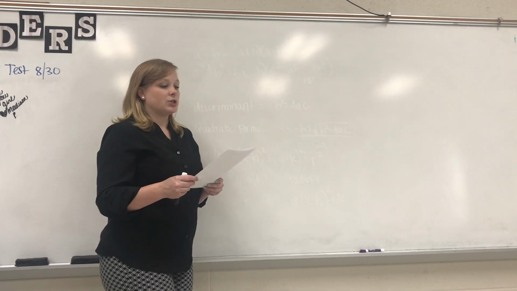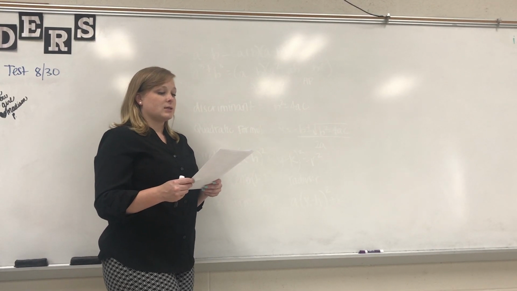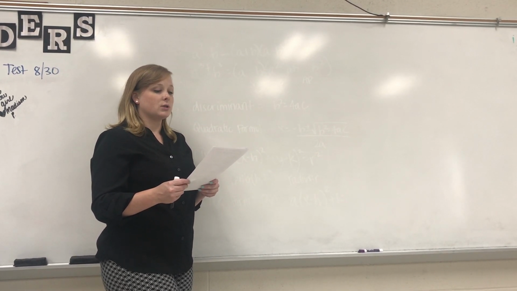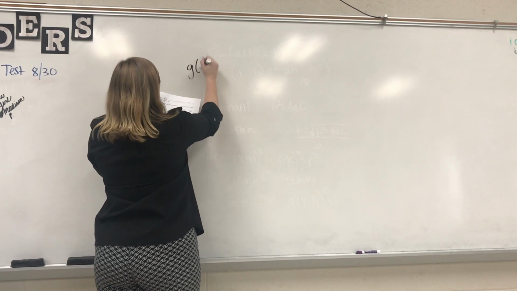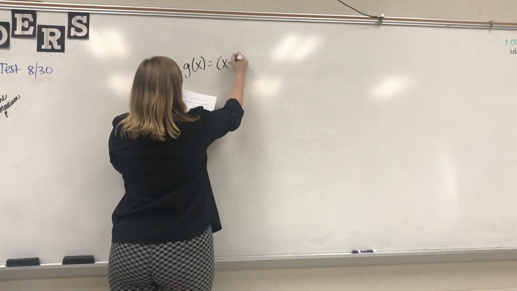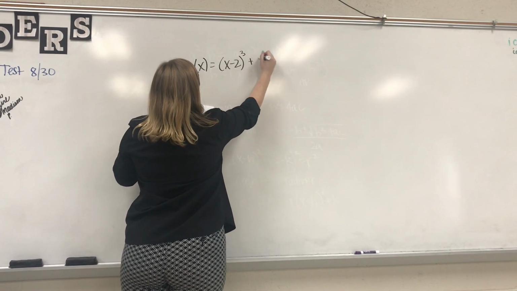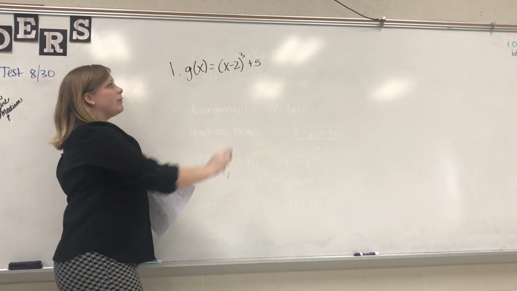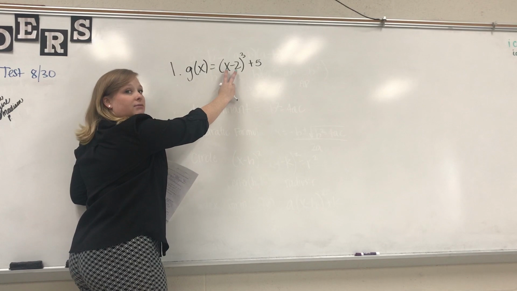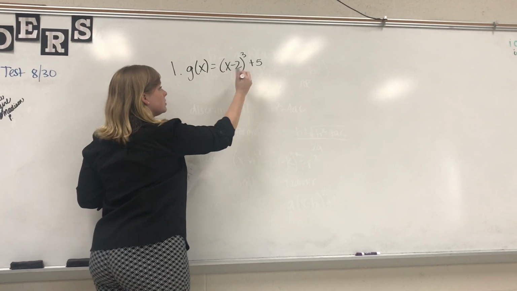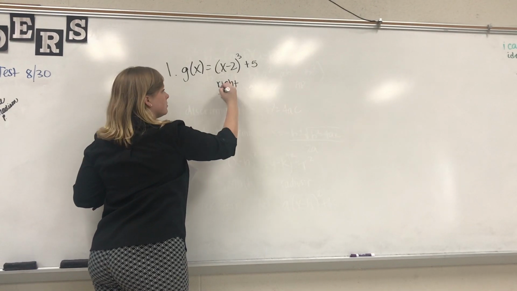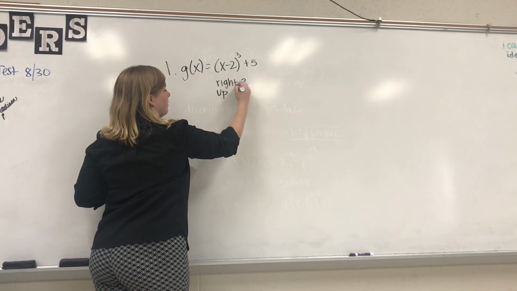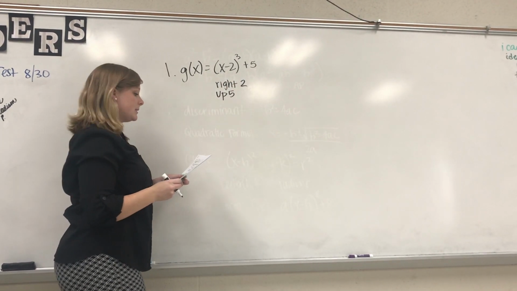Number 1, identify the transformations of the parent function f of x equals x cubed that produce the graph of the given function g of x. So I'm looking at g of x equals (x minus 2) cubed plus 5. Remember, what happens on the inside moves it left or right, and it's opposite. So the minus 2 means I'm going right 2, and this moves it up or down, which means I'm going up 5. And it's as simple as that.